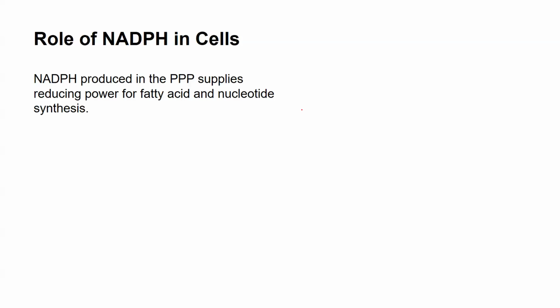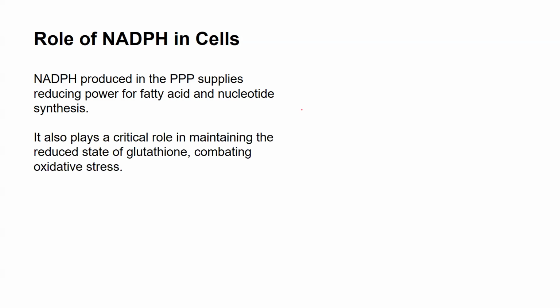So then the next thing, what is the role of NADPH in a cell? NADPH produced in the pentose phosphate pathway supplies reducing power for fatty acid and nucleotide biosynthesis. So this NADPH is very important in fatty acid and nucleotide biosynthesis. It also plays a critical role in maintaining a reduced state of glutathione. Glutathione is an antioxidant molecule that is used to prevent oxidative stress.